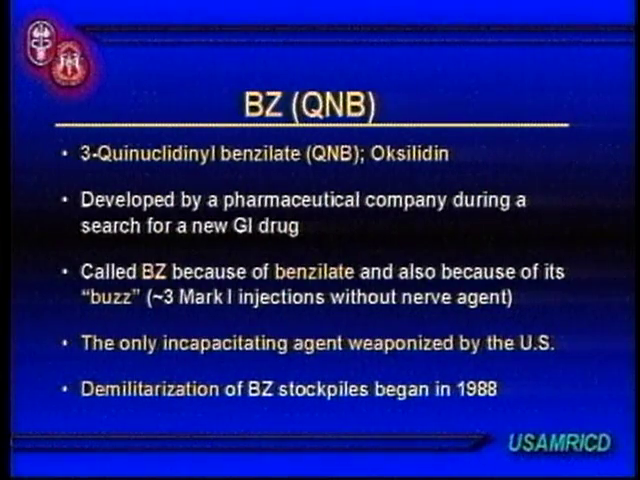Now, BZ, the dose for agent 15. So BZ, the official name is 3-quinuclidinyl benzylate. That's my tongue twister of the day. And the reason it's called BZ is probably because the parent compound is benzylate, and perhaps also because of the buzz that you get, the high that you get from the injection of the equivalent of some atropine auto-injectors. The only incapacitant that the United States has ever weaponized, we started destroying the stockpile in 1988. Almost all of it is gone now. If any is left, I'm not aware of it, but I'm not saying that there isn't some.